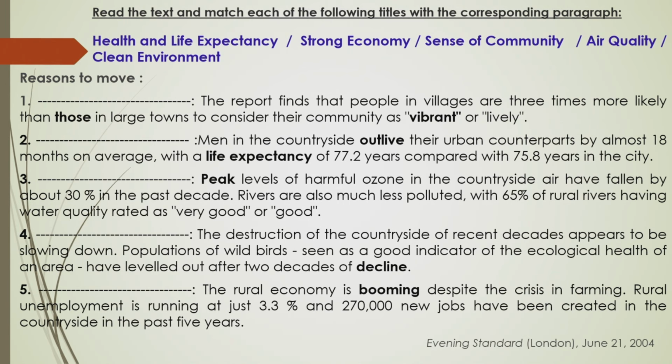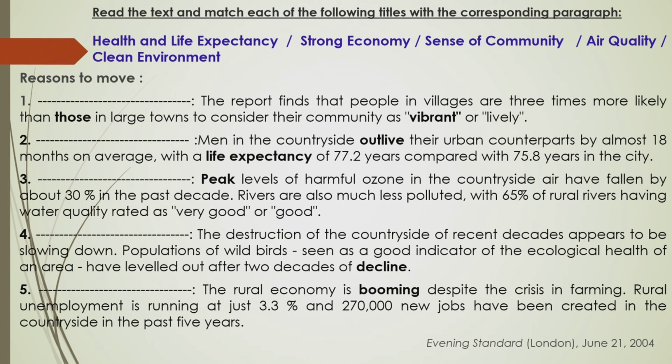So the report finds that people in villages are 3 times more likely than those in large towns to consider their community as vibrant or lively. So it's a report actually, and it was taken from the Evening Standard, and it dates back to June the 21st, 2004. So let's now move on to the second paragraph. Many in the countryside outlive their urban counterparts by almost 18 months on average, with a life expectancy of 77.2 years compared with 75.8 years in the city.